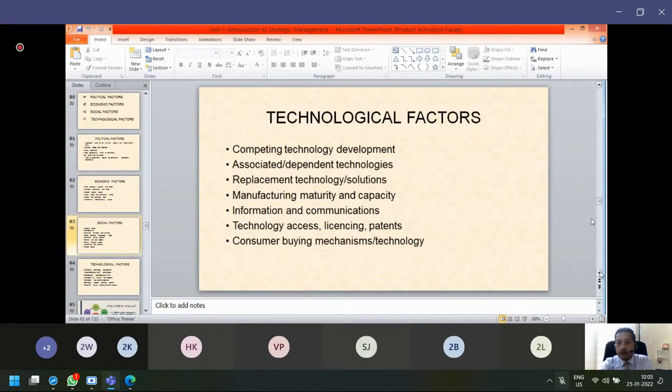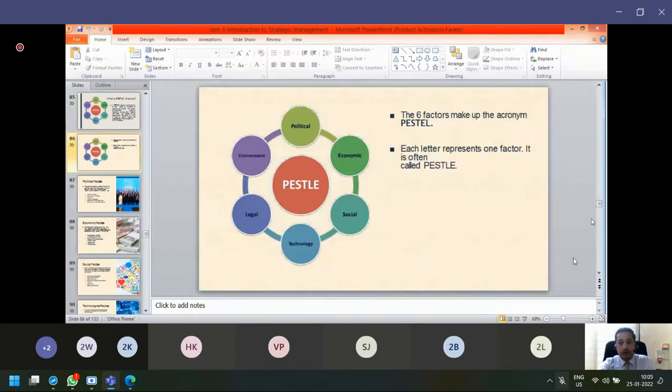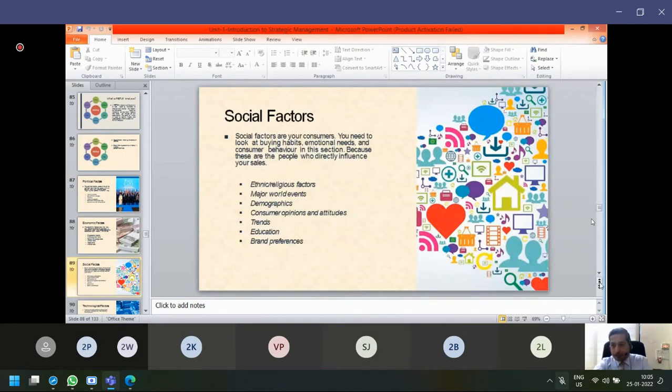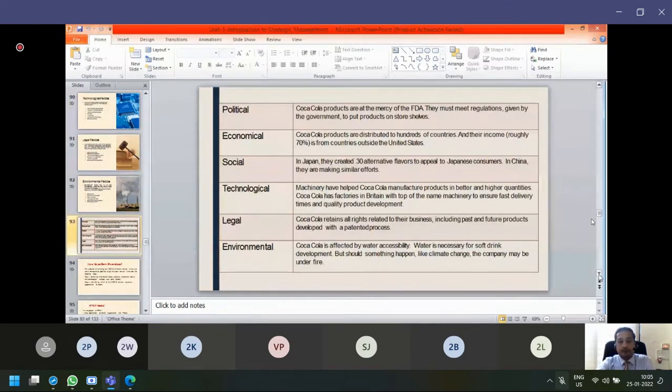as well as one more analysis, that is PESTLE analysis, which is about political, economic, social, technological, along with legal and environment. So that is called a PESTLE analysis, which we discussed yesterday. We took an example also of one of the renowned companies, Coca-Cola. How do they analyze this environment by using PESTLE analysis?